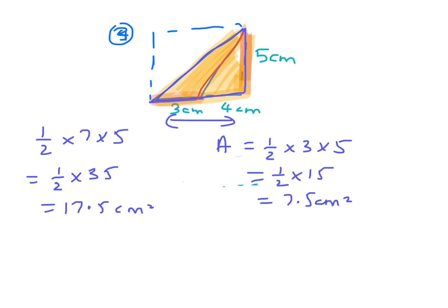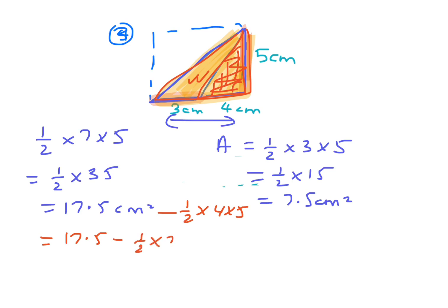And then what I'm going to do is take this smaller triangle here and take it away. So if I do the big triangle, take away the small one, I should have the desired triangle. So I go a half times 7 times 5, which is 17.5, minus a half times 4 times 5. A half of 20 is 10. 17.5 minus 10 is 7.5. So it is much easier just to realize that this is the base and this is the height. And then you just go a half base times height.